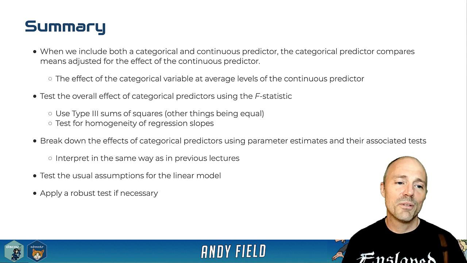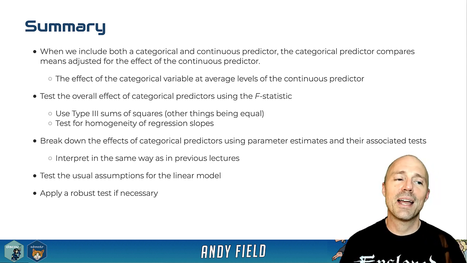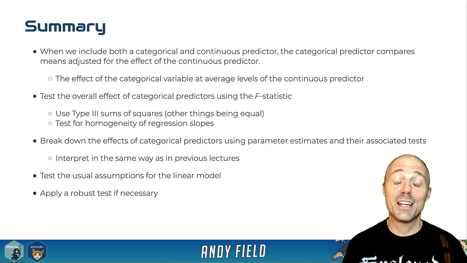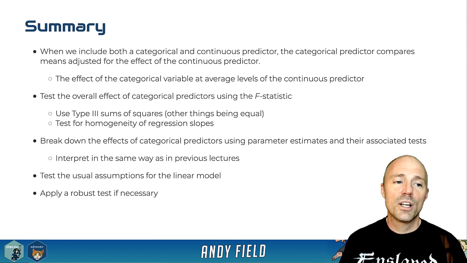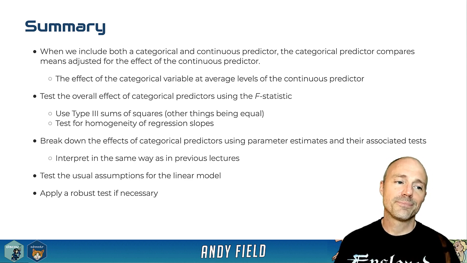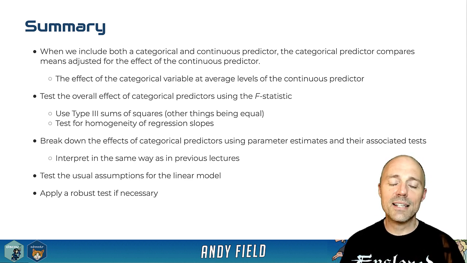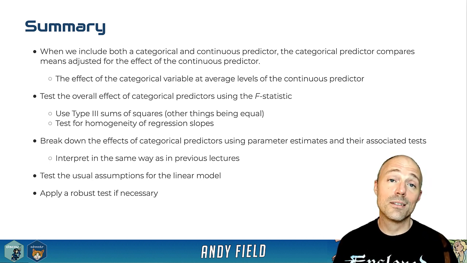So what we've covered today: when we include both a categorical and a continuous predictor, the categorical predictor compares means adjusted for the effect of the continuous predictor, sometimes called a covariate. So we're looking at the effect of the categorical variable at average levels of the continuous predictor. If we're looking at overall tests of these predictors using F statistics, we should use type 3 sums of squares so that we don't have to worry about the order that we put variables into the model.